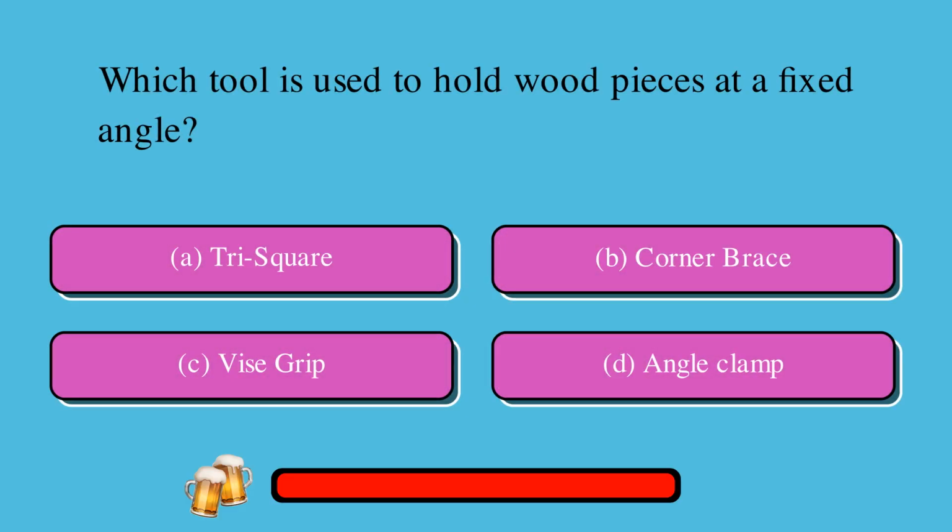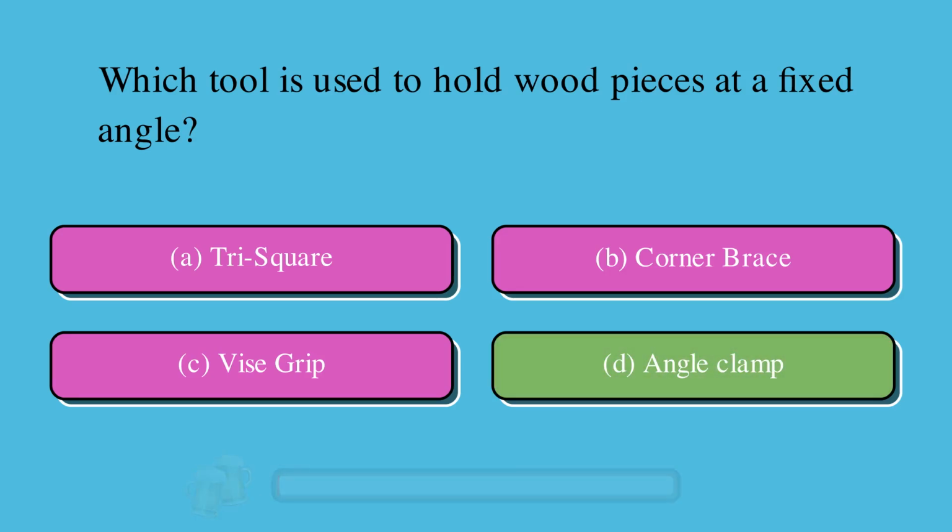Which tool is used to hold wood pieces at a fixed angle? A. Tri-square, or B. Corner brace, or C. Vice grip, or D. Angle clamp? The correct answer is D. Angle clamp.